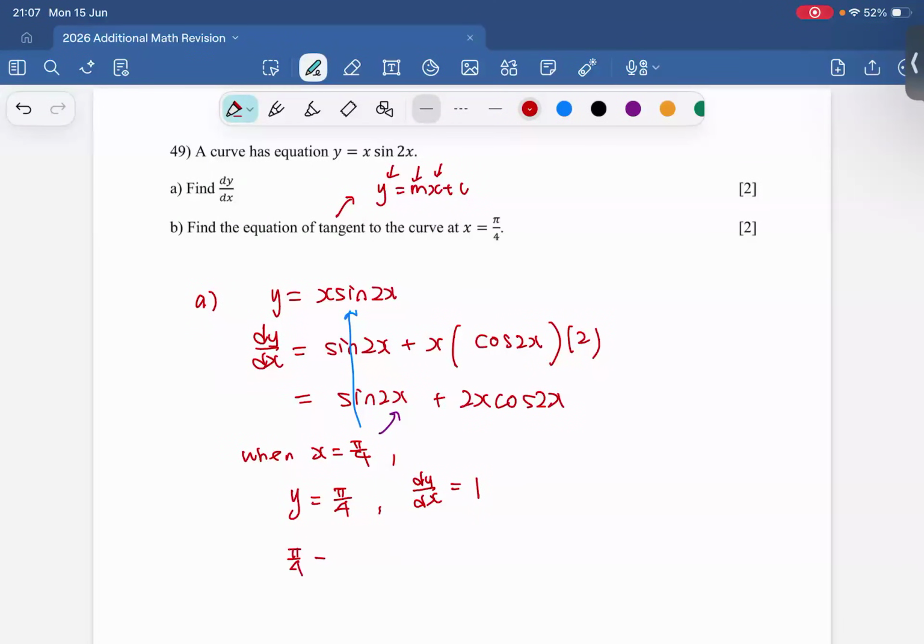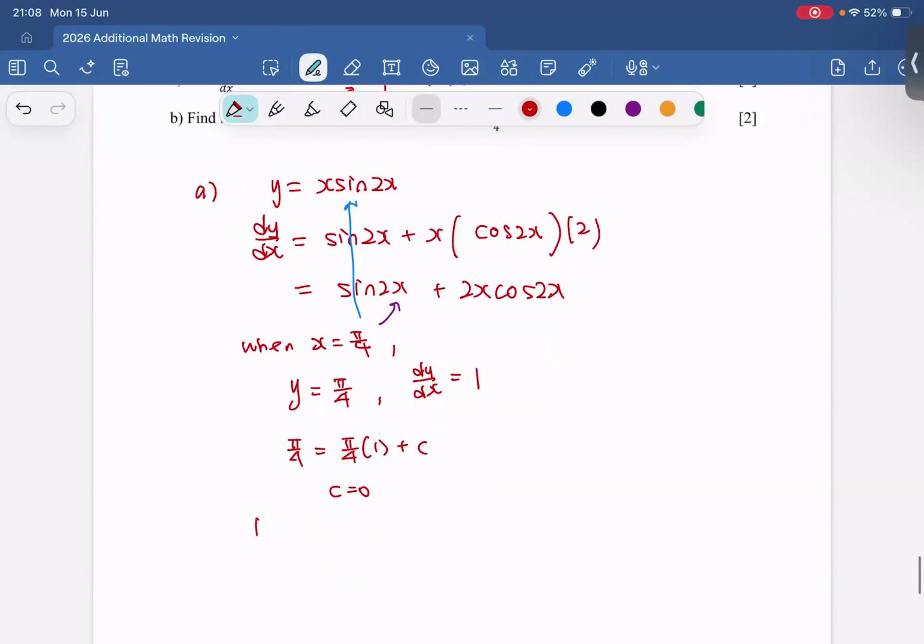y equals mx plus c. So c is actually equal to 0. So the equation of tangent will be y equals x. Why x? Because the gradient is 1, and then the plus c is 0. So it's just y equals x.